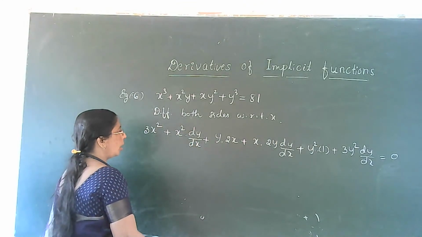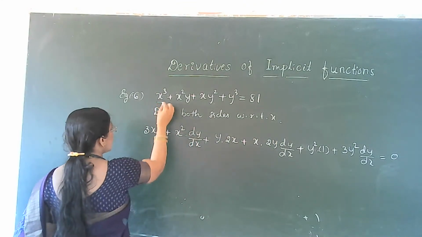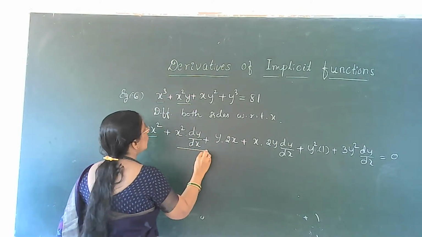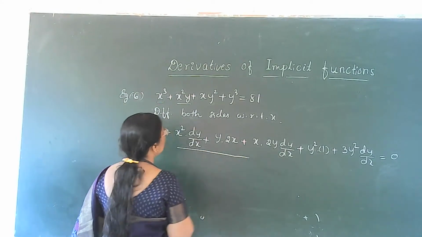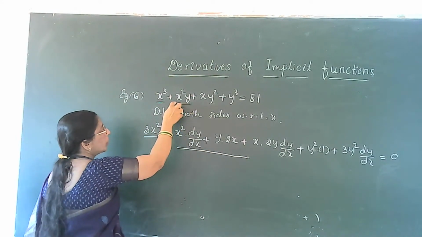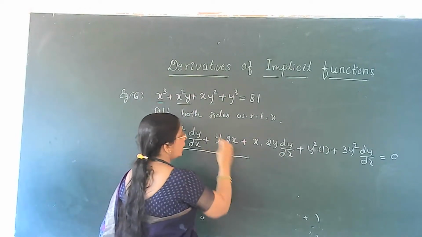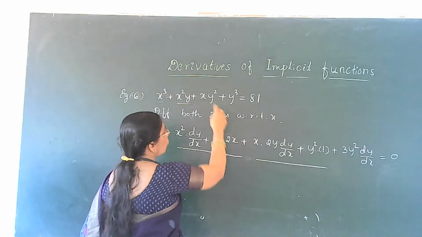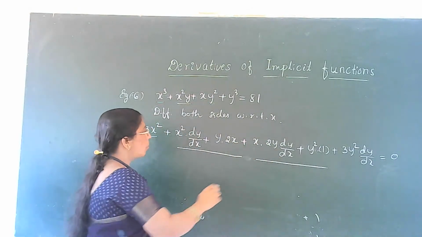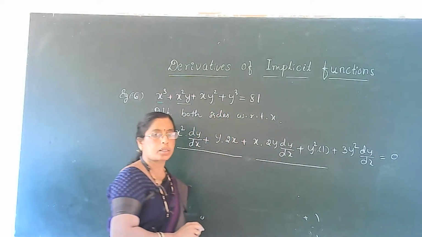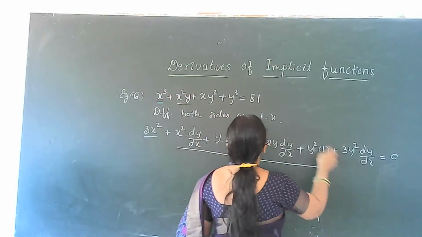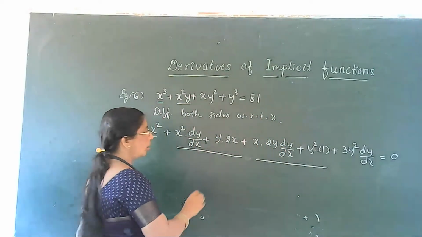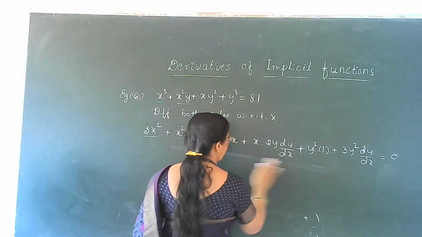Here we have to find the derivative of x cube is 3x square, then x square y is x square into dy by dx plus y into 2x, derivative of x square is 2x. Then x y square is x into 2y into dy by dx plus y square into derivative of x is 1, then plus derivative of y cube is 3y square into dy by dx.